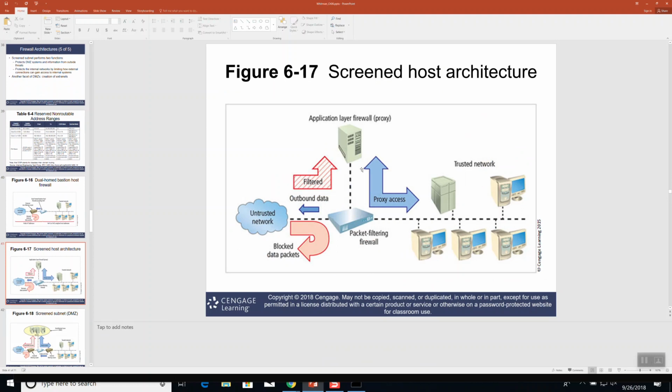Here's a screened host architecture. So you've got your untrusted network over here. You've got your application layer firewall, the proxy. Have you ever heard of a proxy server? Packet filtering firewall, and then your trusted network. We'll go into a lot more of this in the future.